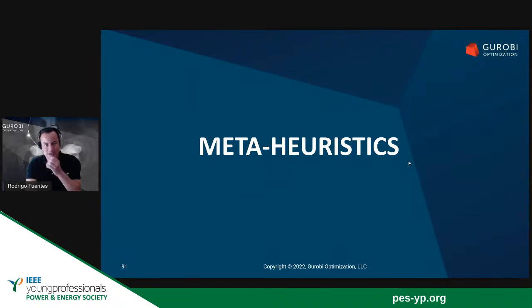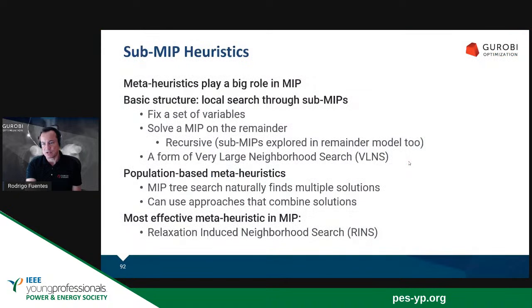Let's talk now about metaheuristics. A metaheuristic is a problem-independent algorithm that provides a set of rules that normally, when applied, add benefits to our problem. In this case, we can find integer solutions with heuristics. Okay, and I'm going to talk about a couple.